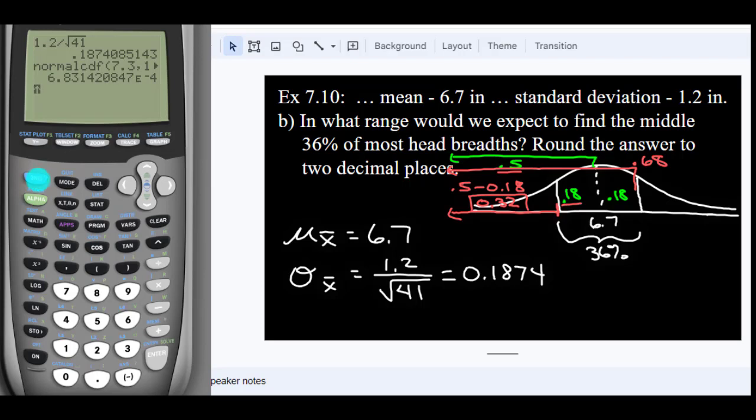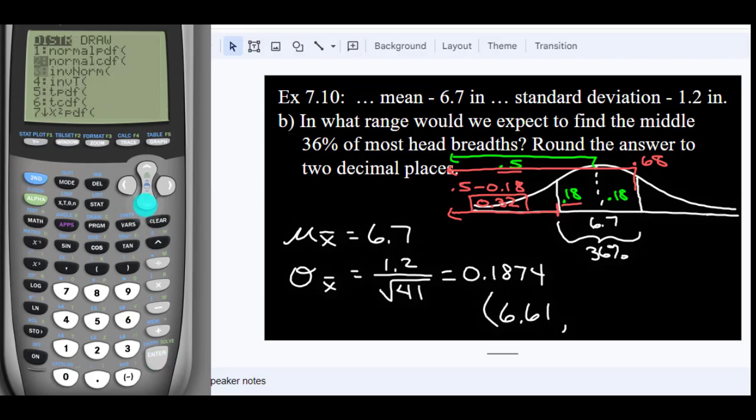So second variables, we're going to go down to number 3, inverse normal. And the area for the first one is going to be 0.32. Mean value is 6.7. And we know that our standard deviation is 0.1874. And paste and hit enter. And so we know our lower boundary here is, let's see, they're giving it as 1 decimal. We're going to go 2, so 6.61 inches.